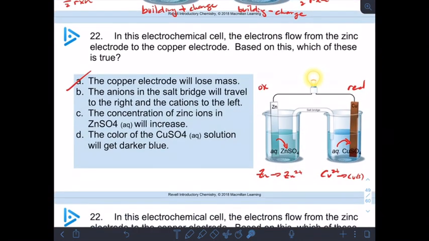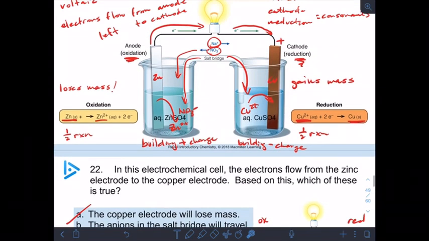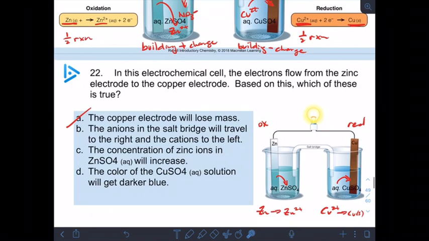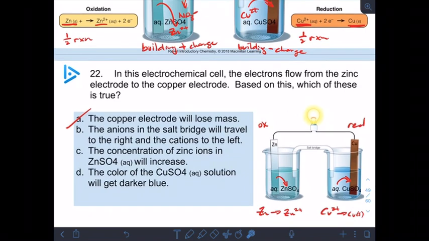So let's take a look at our answers again. Now that we've addressed that, the anions in the salt bridge will travel to the right and the cations to the left. Let's take a look at our example. In our example, our negative ions, our anions, travel to the left and our positives to the right. So no.